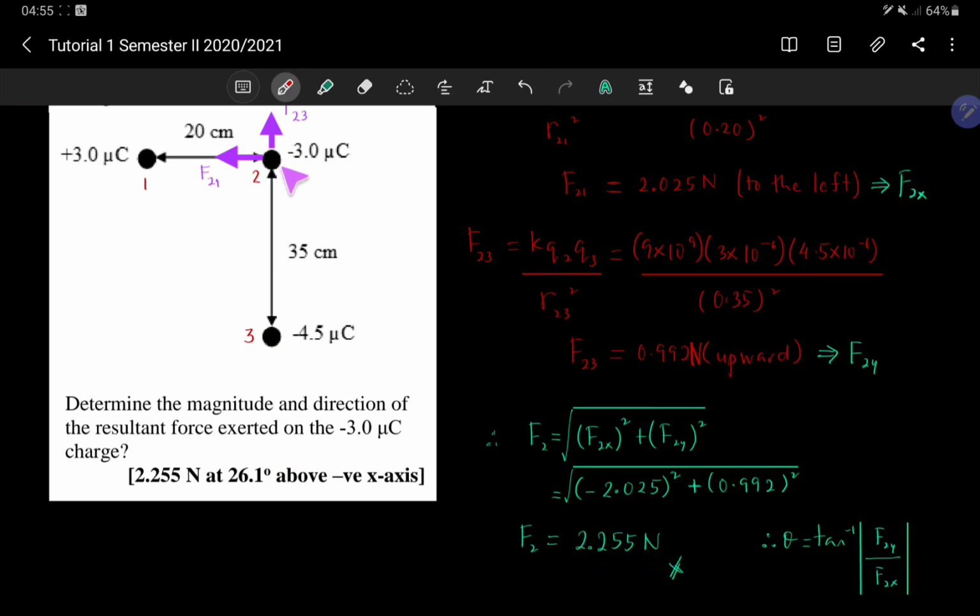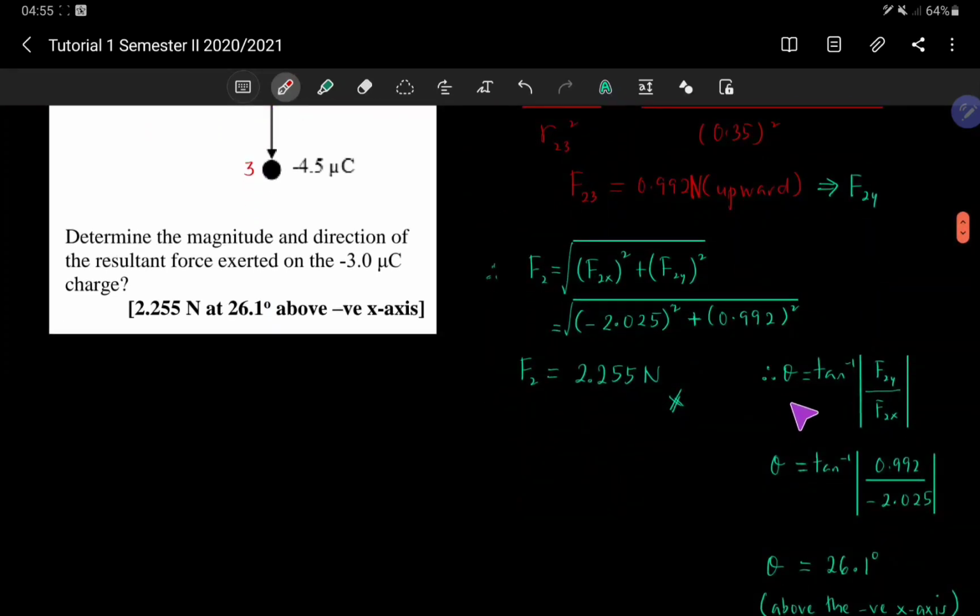Alright, and remember, force is a vector. Don't forget to calculate its direction using the equation of tangent theta equals to the resultant of force on Y over force on X. By rearranging the equation, you will get theta equals to arctangent F2Y over F2X. Substitute the values of F2Y and F2X calculated before. Remember we take the modulus here, so you will get theta equals to 26.1.